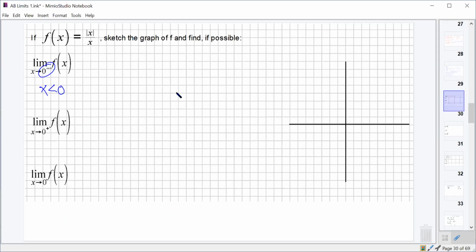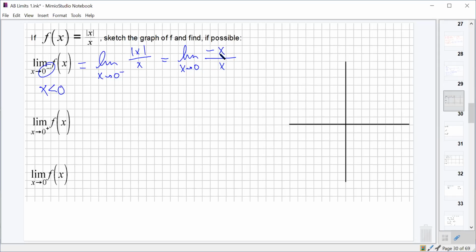So here we're talking about x values that are less than 0. This is asking us what's the limit as x approaches 0 from the left of the absolute value of x over x. Well, when x is less than 0, what does the absolute value of x actually represent? Negative x, exactly. So negative x over x, and this is obviously indeterminate, 0 over 0.